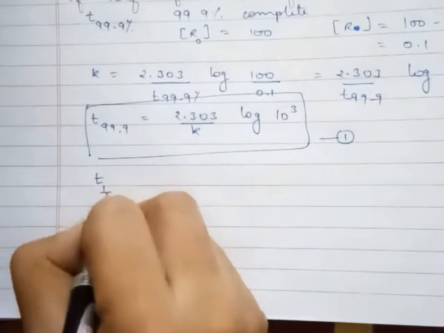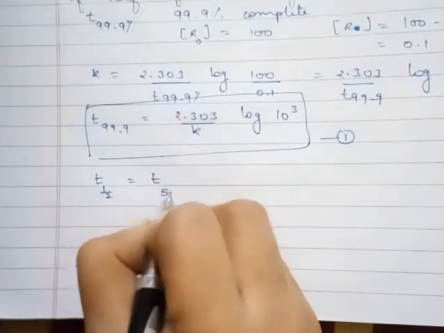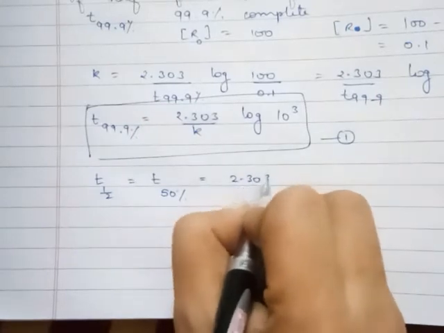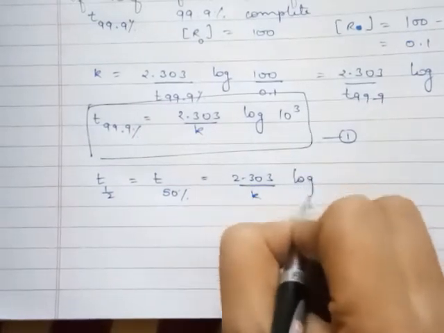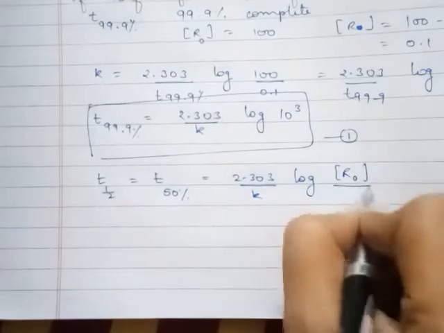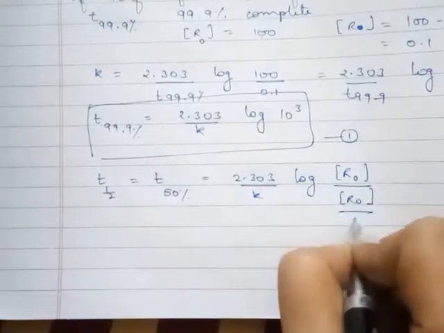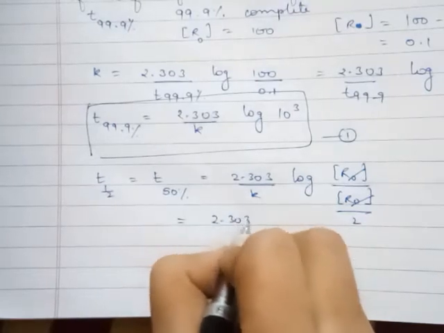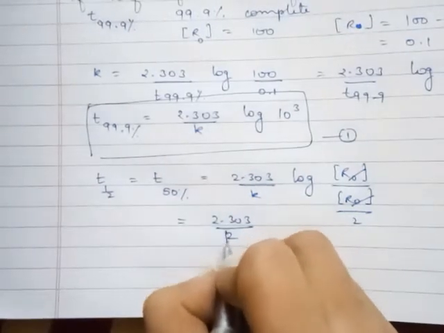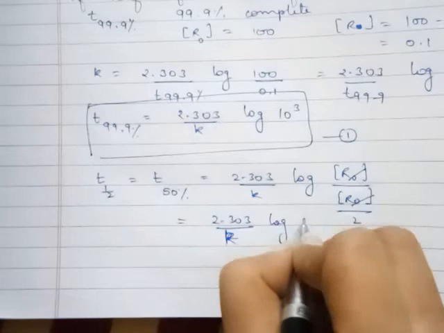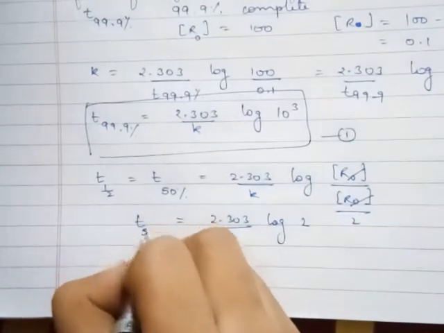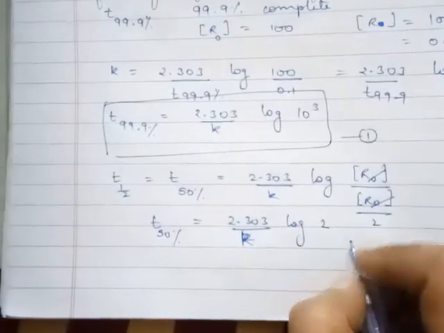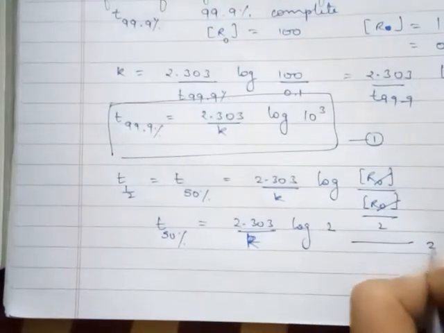और t हाफ का मतलब क्या होता है? t 50%, which is equal to 2.303 by k log r naught upon r naught by 2. So you get this as 2.303 by k log 2, t 50%. ठीक है. And this is considered to be equation 2.